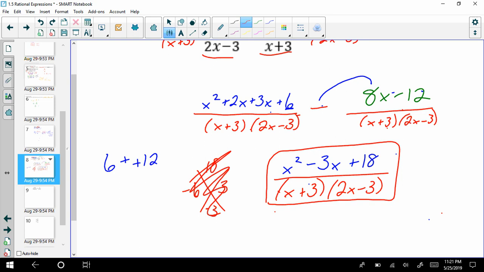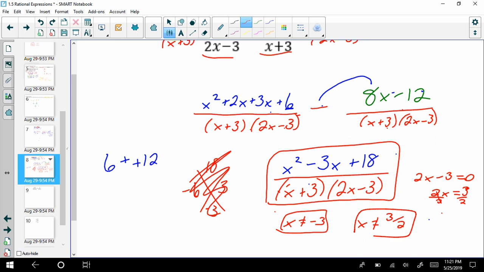If I wanted to know what would be the values we would throw out, well, from this left guy here, x could not be negative 3. On the right one, if you're not sure, let's set that equal to 0 and solve. I'd have to add 3 over, and then divide by 2. So for the right one, I don't want x to be 3/2. Both of those numbers would make the bottom 0.